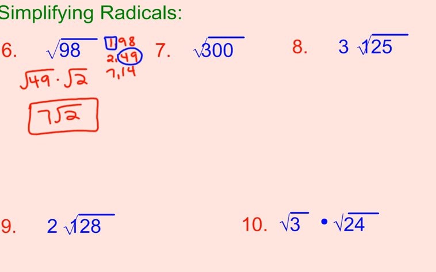Number 7 then, same idea. I'm going to list my factors of 300. So 1 and 300, 2 and 150, 3 and 100. 4, does 4 go into it? 4 and 75. 5 will go in there 60 times. 6 will go in there 50 times. 7, no. 8, no. 9, no. 10, yes. 10 and 30.